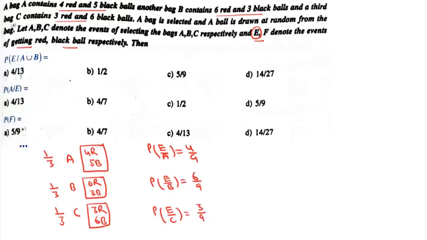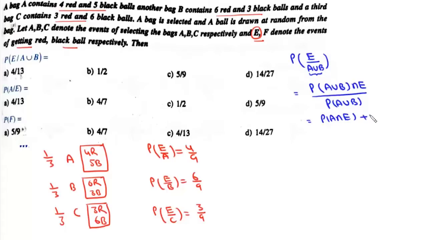Now the first question is, we need to find the probability of E upon A union B. Now the probability of E upon A union B is the probability of getting a red ball if it is either A or B. We can write this as the probability of (A union B) intersection E upon the probability of A union B. Now choosing A and B is a mutually exclusive event, so we can write this as the probability of A intersection E plus the probability of B intersection E upon the probability of A plus the probability of B.